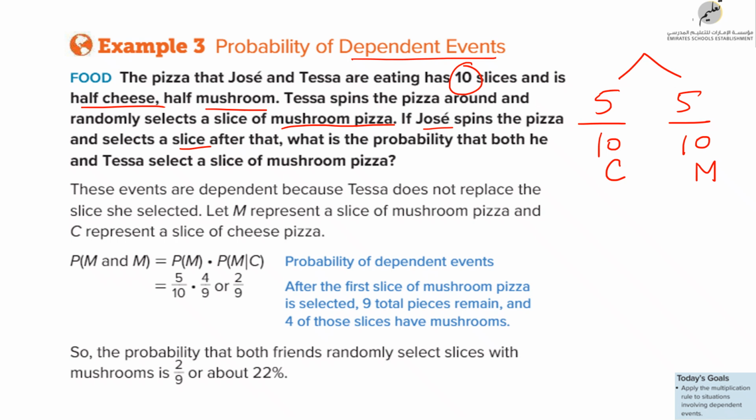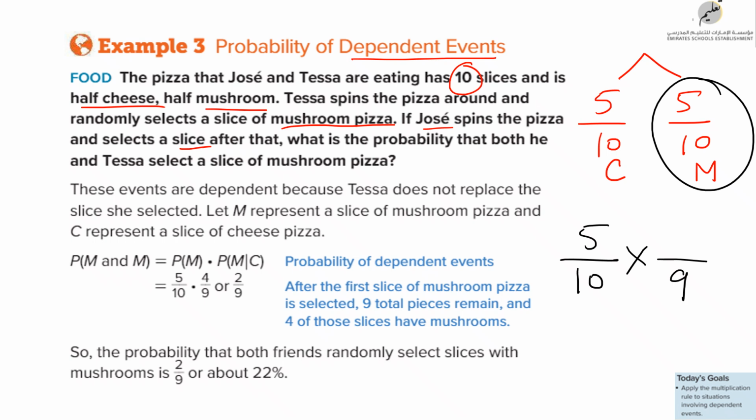That means we are interested in mushroom. So the first time, definitely the probability is 5 over 10 because any of the 5 slices of the mushroom can come for the first person, which is Tessa. Then for Joe, after Tessa has taken one mushroom, one slice is less. So out of 10, only 9 remaining, and one mushroom is already eaten. So out of 5, 4 remaining.